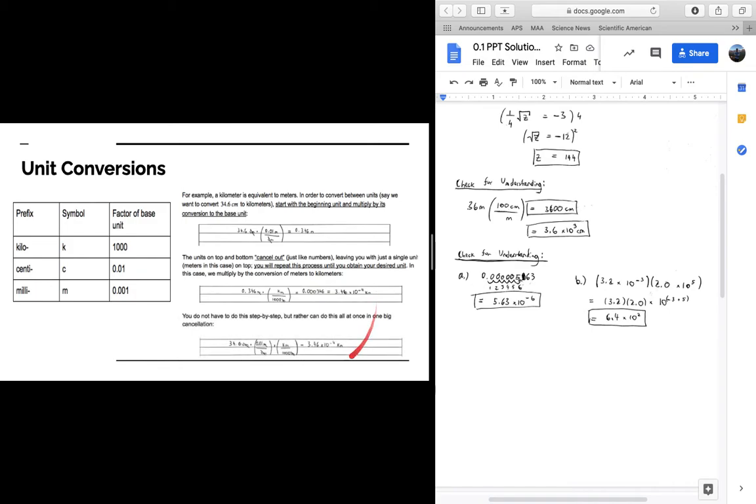Please note, you do not have to do this step by step, but rather can do this all at once in one big cancellation. So we could have done 34.6 centimeters times 0.01 meters, crossed out the centimeters, and then multiplied that by 1 kilometer per 1,000 meters to cross out the meters and leave us with our answer in kilometers. So again, we're always going to convert to our base unit first. We're going to cancel out the units that we don't want, and then we're going to convert from our base unit to our desired unit, which in this case is kilometers.